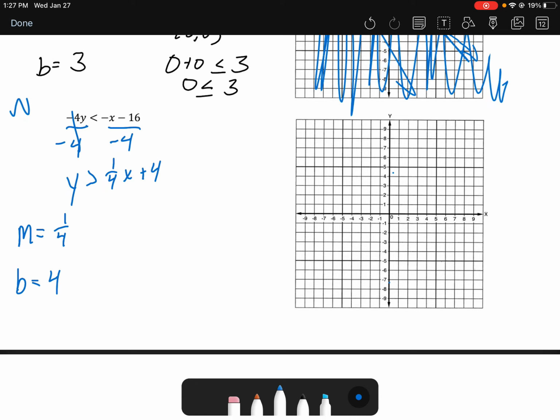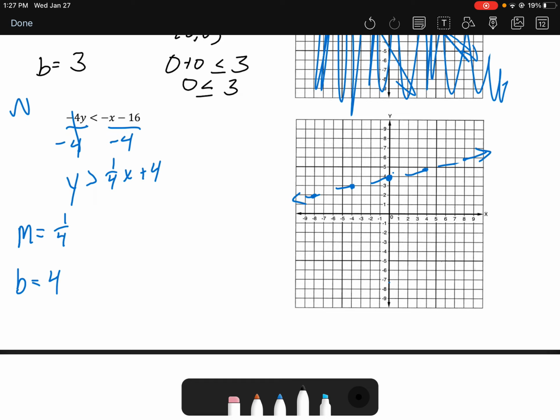To graph it, I would start at my y-intercept 4. And to find the next point, I will go up 1 over 4. Or you could go down 1 to the left 4. Because it is a greater than sign, I will be using dashed lines here, or dotted lines. It's just not solid, because any point on that line is not a solution to my inequality.